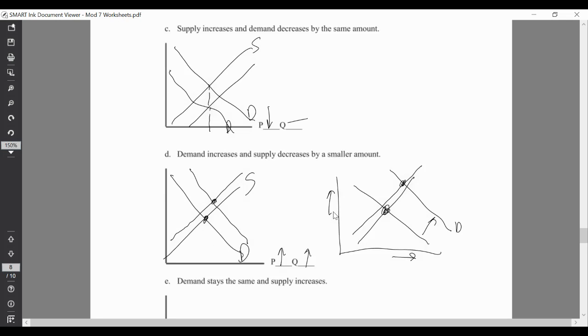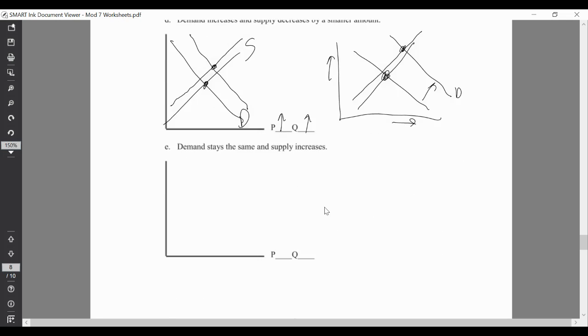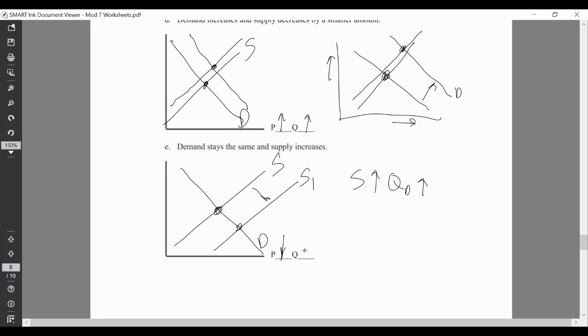Okay. And then E says demand stays the same and supply increases. So demand stays the same and supply increases. So we went from here to here. So supply increases, quantity demanded increases. We just slid down there. So what do we see happen? The price decreases and quantity increases.